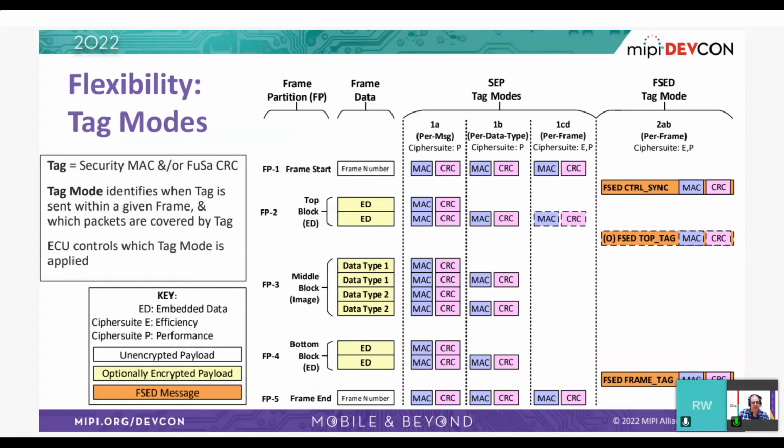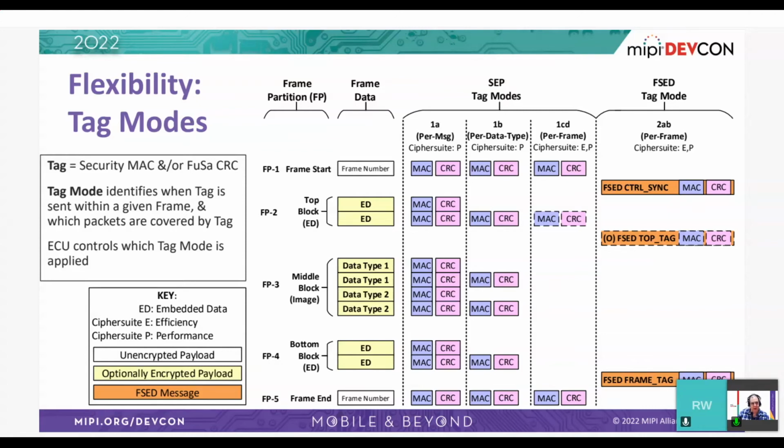The second tag mode we've got is per data type. What that means is that we look at blocks of data types, where each block has just a single data type, whether it's embedded data or RGB data or any other sort of data. And you only transmit a MAC when you get to the end of that block of data.